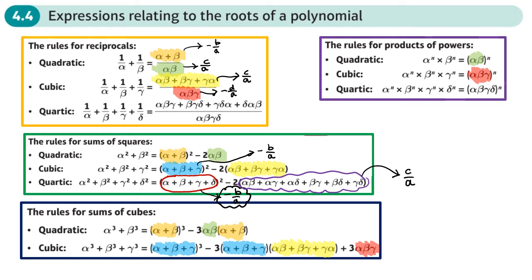So you can see all these patterns turning up. And then the last one we haven't used is the product of the roots, which is going to be this one up here, and that is e over a. So this is why it's useful to know all of these rules, because you can see where they turn up. Yeah, and we've used every single one. I've tried to color code them, but this is how we can link rules to these reciprocals, the sums of squares, sum of cubes, and the products of the powers.